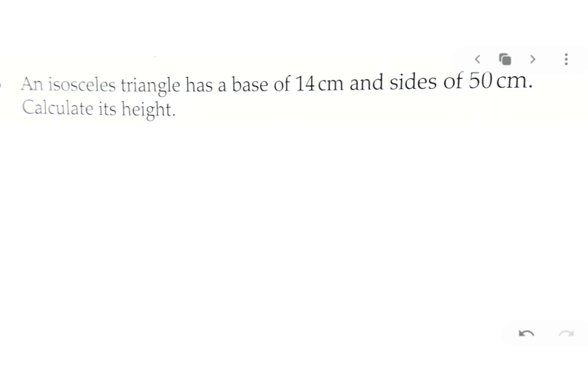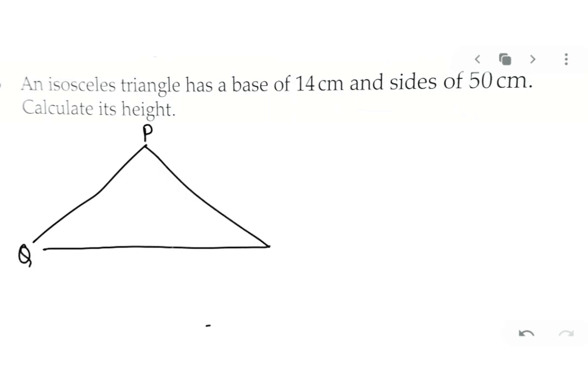Next we have an isosceles triangle. Again we have an isosceles triangle. Let's name it PQR. In that your base is given as 14 centimeter and other sides are given as 50. Now do you know in an isosceles triangle, the other two sides are equal. They are given as 50. So can I say PQ is 50 as well as PR is 50? Yes. You have to calculate its height.